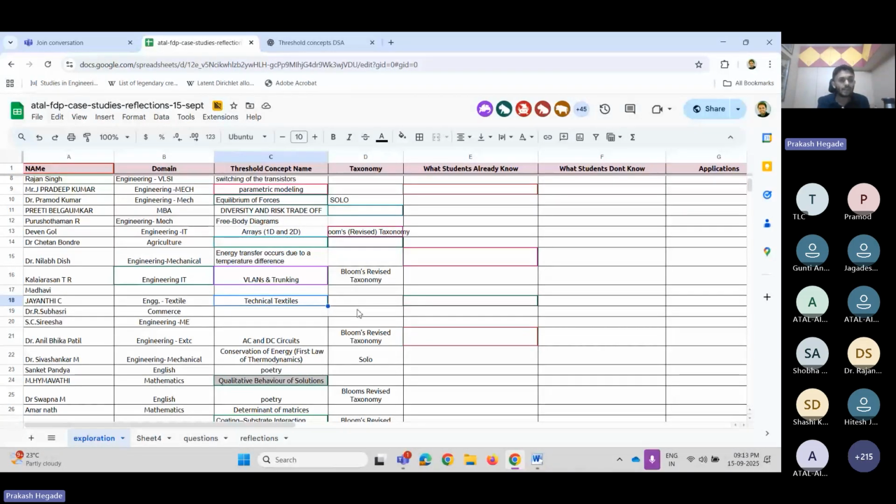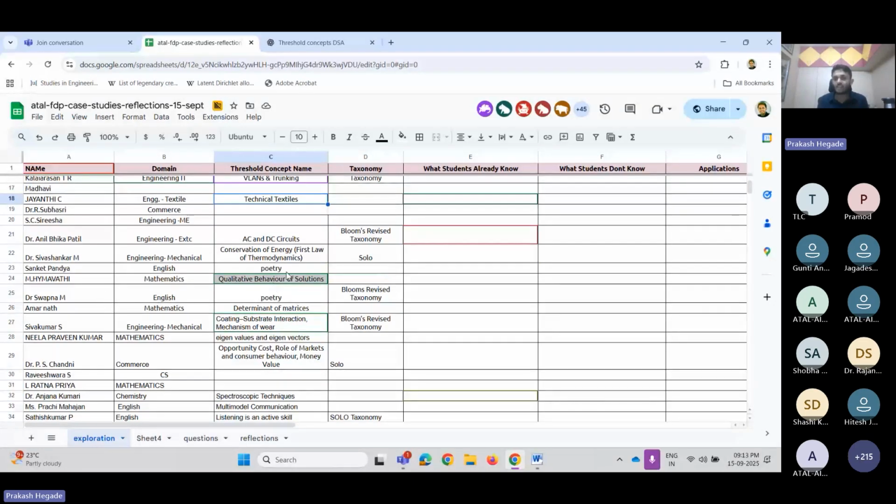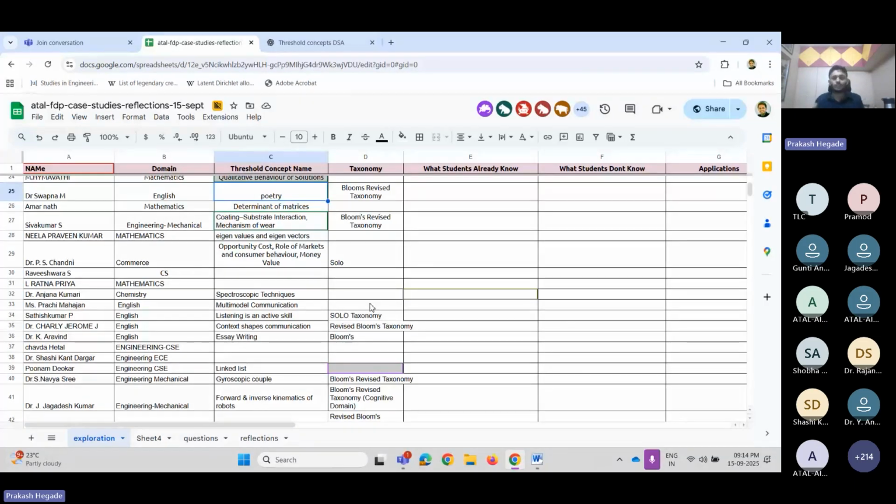I can see that Sanket sir and Swapna ma'am have written English, and in that case poetry. And what students already know: students know about different rhyming schemes. Students know what is simile, what is metaphor, what are the different devices by which poems can be written. And students know that understanding poetry can be very melodious, it can be a soothing experience and so on. Say, for example, I'm skipping some of them because it's kind of difficult for me to comprehend other domains as well. Say, for example, Prachi ma'am says multimodal communication. It means I can write, I can speak, I can draw a diagram, I can listen. There are several ways by which I can communicate, right? And students already know that.